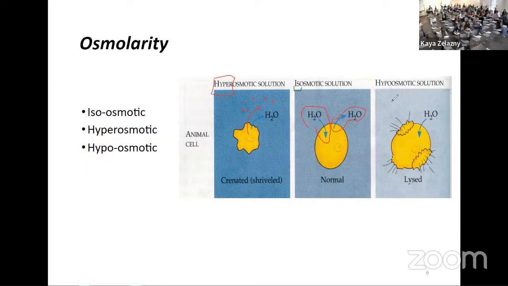In a hypoosmotic solution, we have the reverse. So hypo is always going to be low. So in a solution with low osmolarity, that means we have maybe one or two solutes out here in the ECF. Maybe we're even in a pure water environment, but we have a lot more inside the cell. Lots of solutes, higher osmolarity inside the cell.